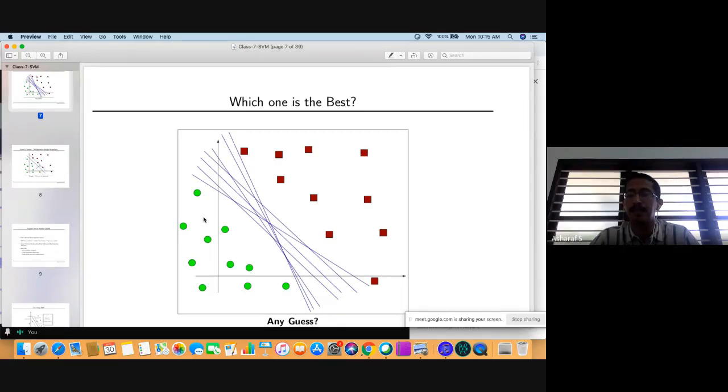Maximize 2 by norm W such that correct classification. Correct classification can be explained as the label of the test point into W transpose X plus B computed for that test point should be positive. So the problem reduces to maximize 2 by norm W such that yi, the label corresponding to the test point, into W transpose Xi plus B is greater than or equal to 0, positive, right?